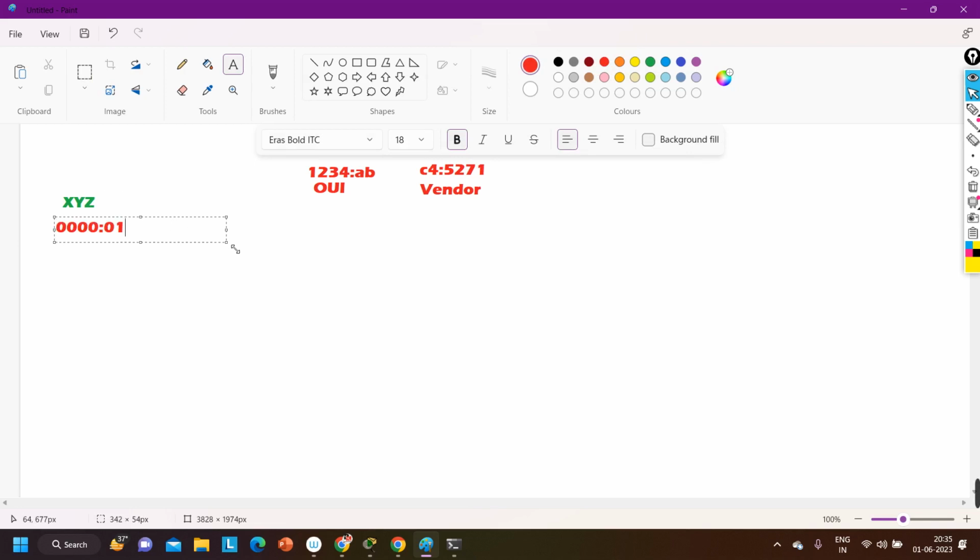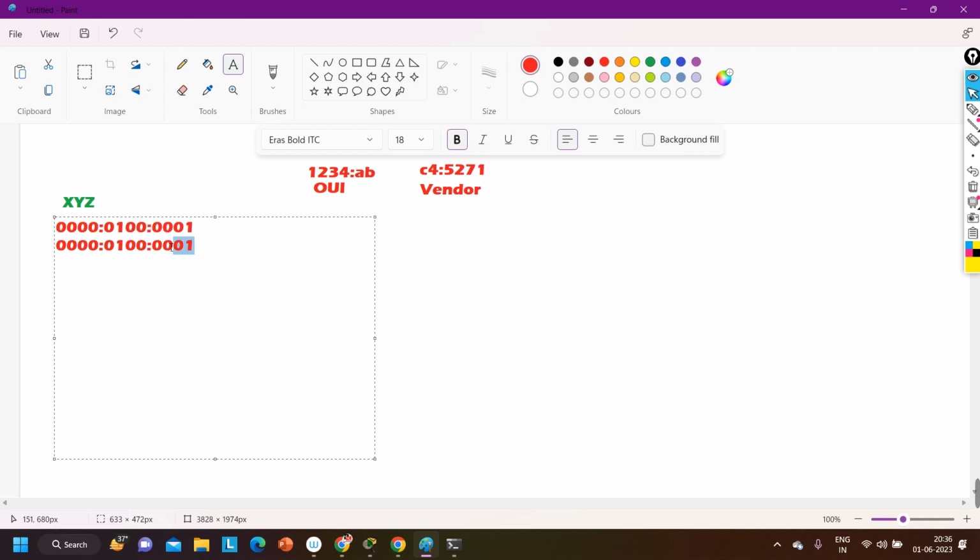So XYZ company needs to manufacture multiple MAC addresses. So the OUI will be the same and it will provide the last 24 bits. So let's say the last 24 bits is 00 colon 0001. After that, in the second MAC address, the OUI will be the same and the vendor part 00 colon 0002. This will be the second MAC address. In both MAC addresses, guys, see the OUI is the same. So after 2 to the power 24 computers, after 2 to the power 24 NIC cards, this company XYZ needs to purchase one more OUI.